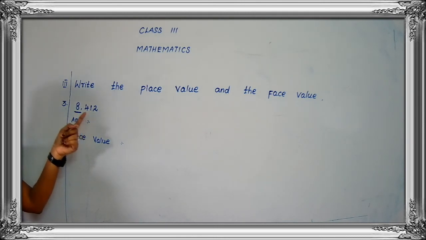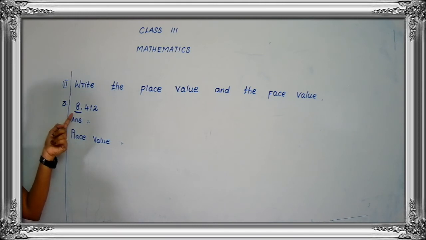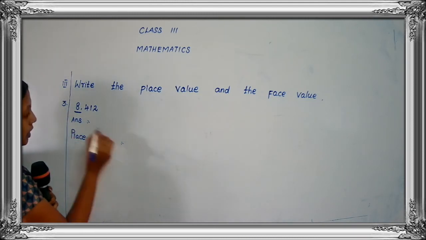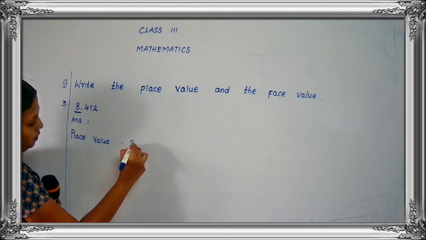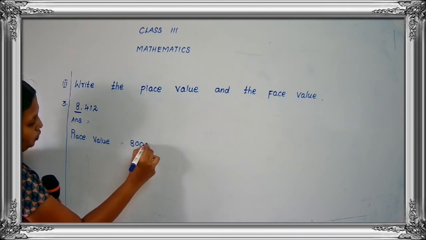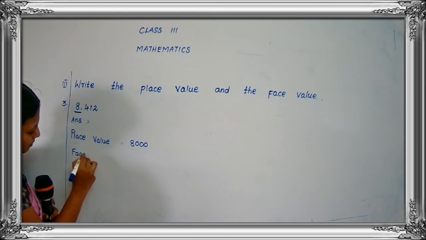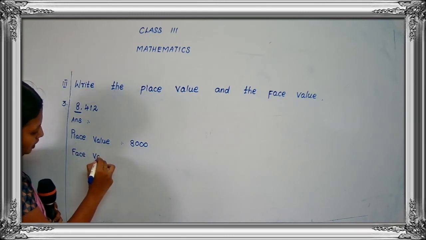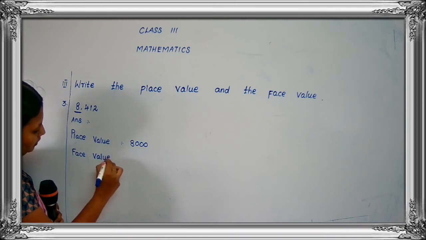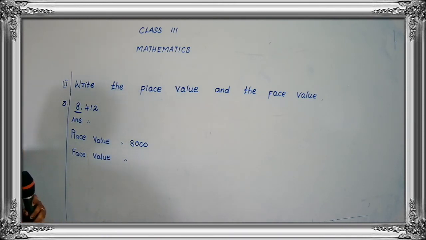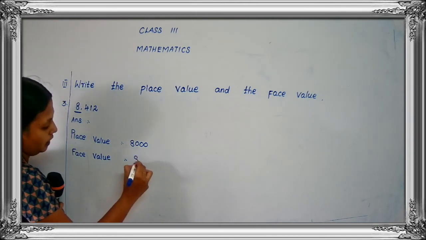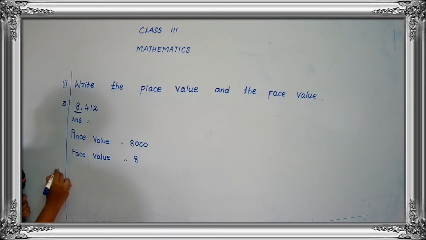Ones, tens, 100 and 1000. Is that right, children? Ones, tens, 100 and 1000. So we want to write, 8 is in which place? 1000 place. So 8000. Then we want to find the face value, F-A-C-E, face, V-A-L-U-E, value, face value. Which one is the underlined digit number? 8. So you see the underlined digit number and write it here.